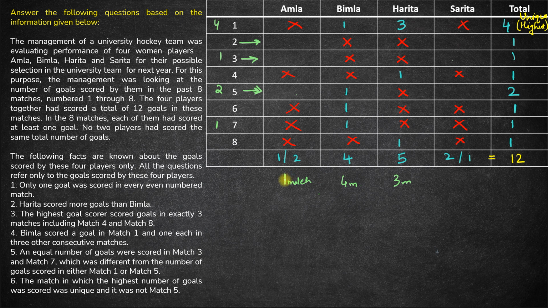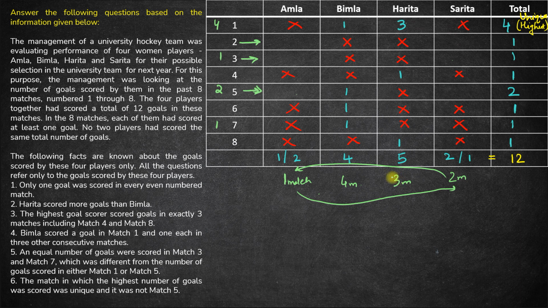And if A scores one goal in one match, Sarita is going to score 2 goals, and both these goals cannot be in the same match. It will be in matches 2, 3, 5, in 2 of these 3 matches, right? So Sarita is going to score goals in 2 matches. Or we can switch also. Amla can score in 2 matches, Harita can score in 1 match. But in any case, they both will score in 1 or 2 matches in any order.